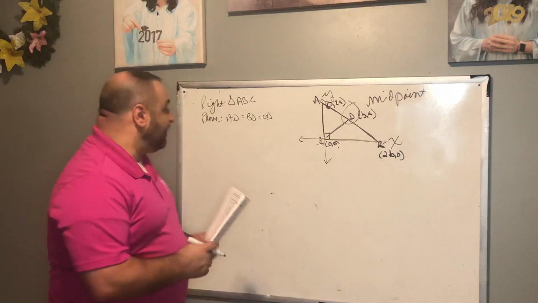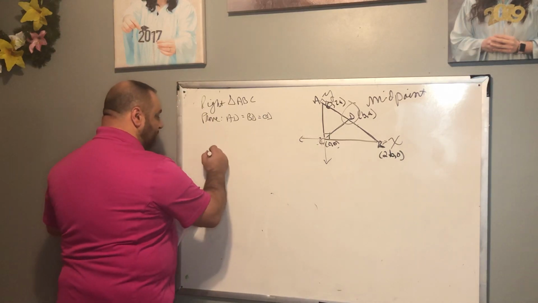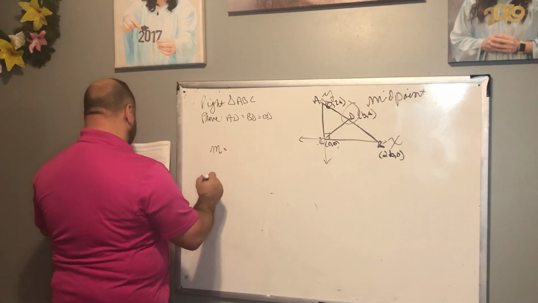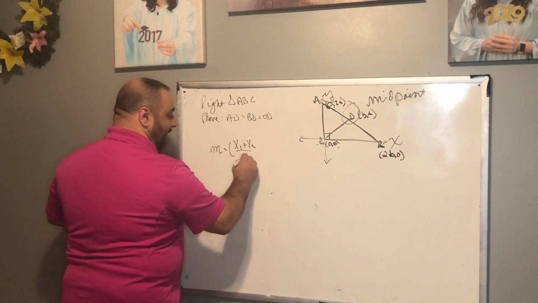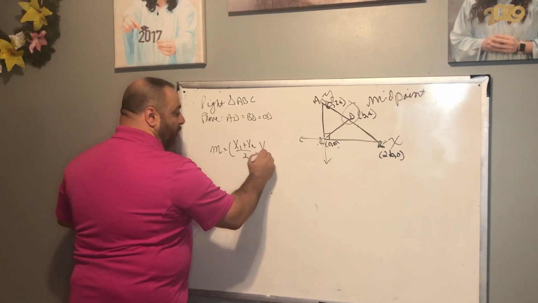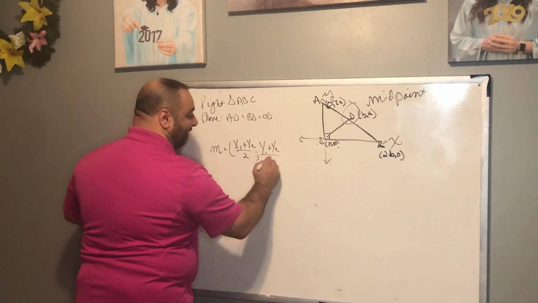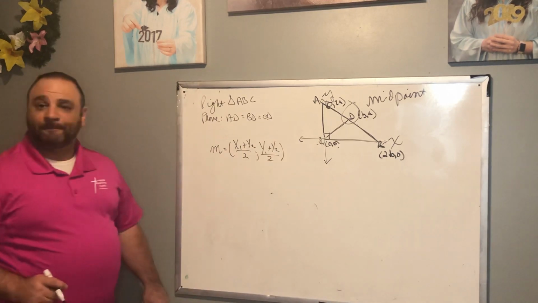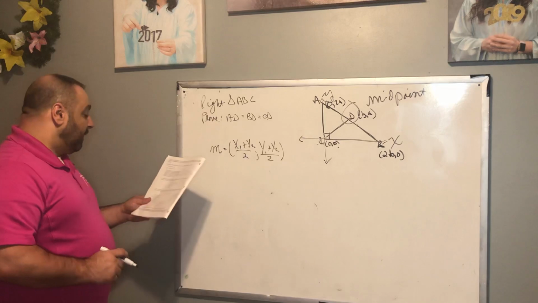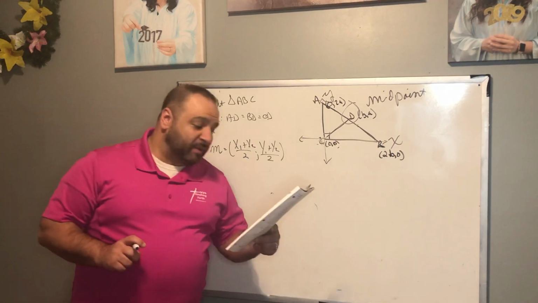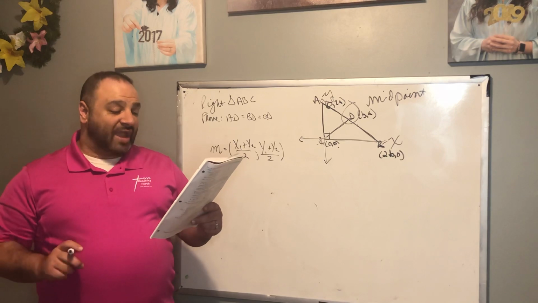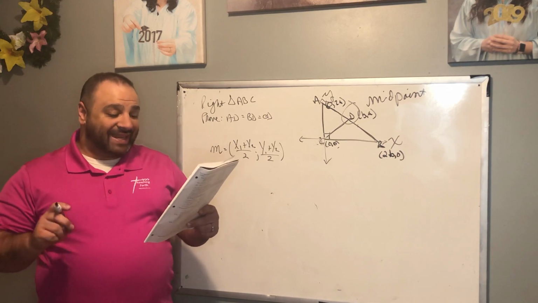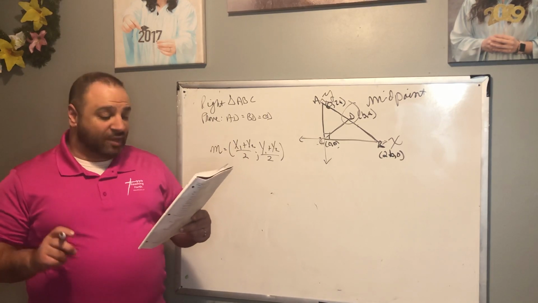Now what is the formula for the midpoint? Remember this: the midpoint equals x1 plus x2 over 2, y1 plus y2 over 2. Since we're working with the midpoint of the hypotenuse, we will use the midpoint formula to find the coordinates of D.